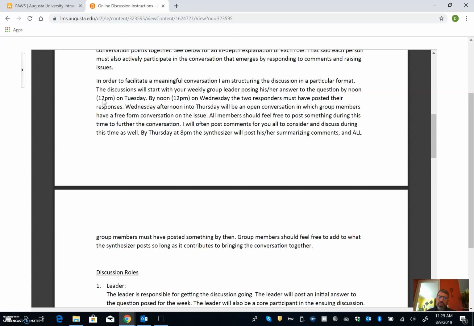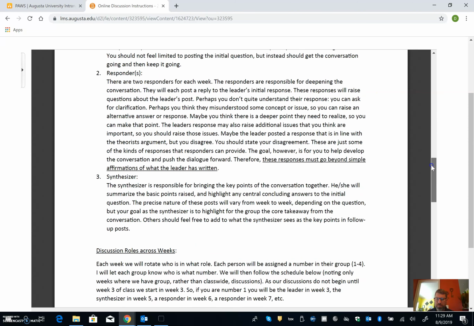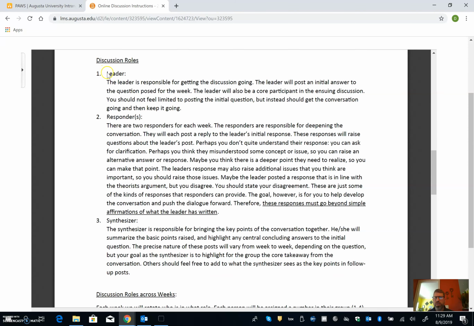And then by Thursday at 8 p.m., the synthesizer will have had to have posted their synthesis of all of what's going on. And at that point, all of the group members can also chime in to add to what the group synthesizer has said, but the synthesizer must post by 8 p.m. So you can see if we scroll down a little further, I've bracketed out what each of those discussion roles look like. So read through this and make sure you understand.